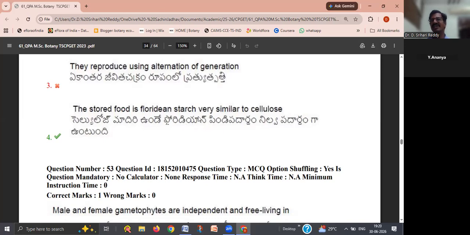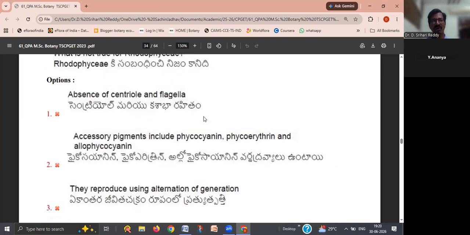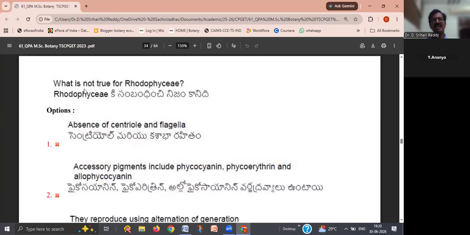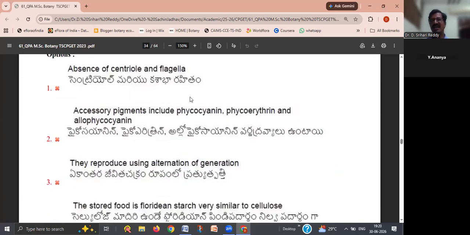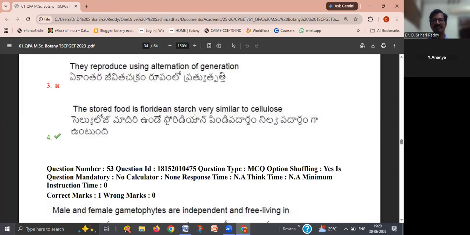So this is the wrong statement given out of the four statements. So we have to choose the wrong statement. What is not true for Rhodophyceae? The wrong statement is this fourth one.